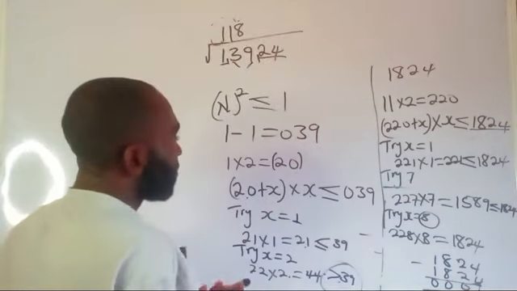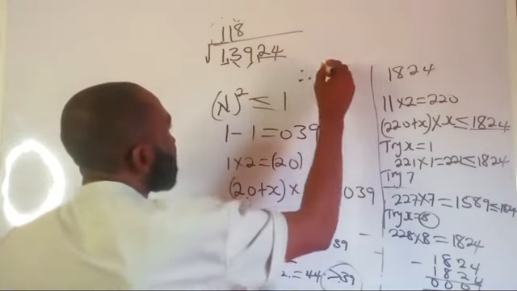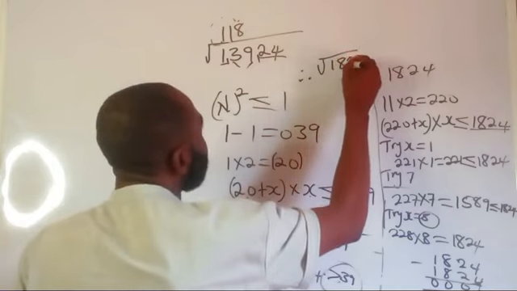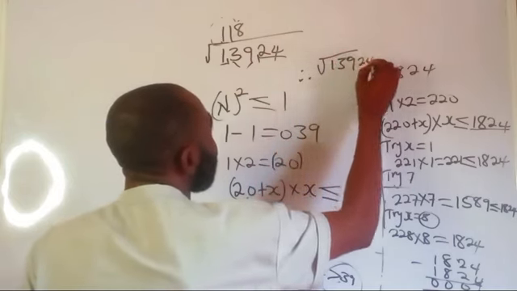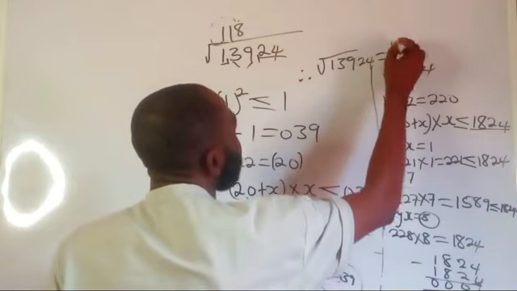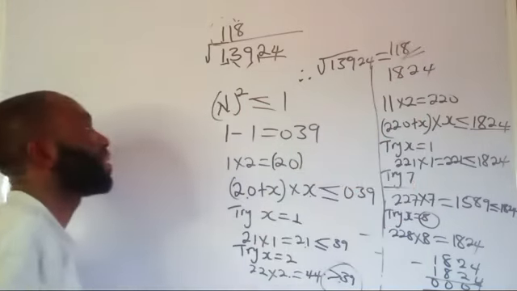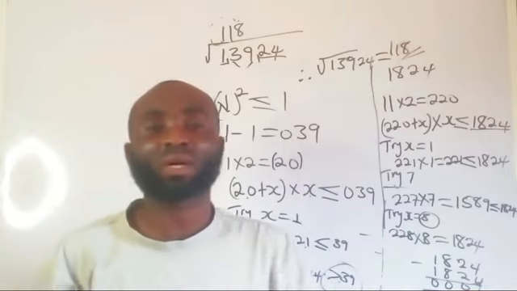Therefore, the square root of 13924 is equal to 118. You can check it out. So that is how to find the square root of any number without using your calculator.